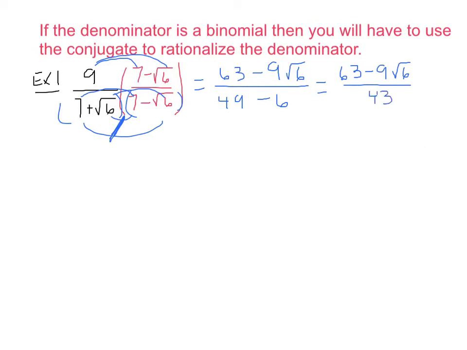The only other way we could simplify it further is if there was something that could be divided out of all 3 of these numbers on the outside. Because there's not, this is my final answer. All right, let's look at another example.